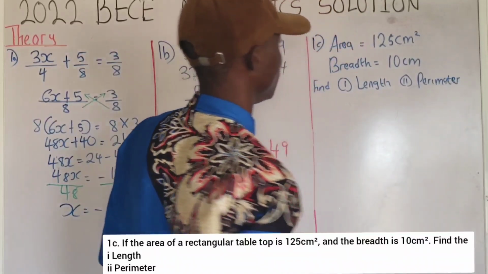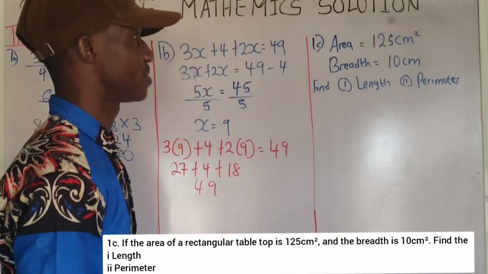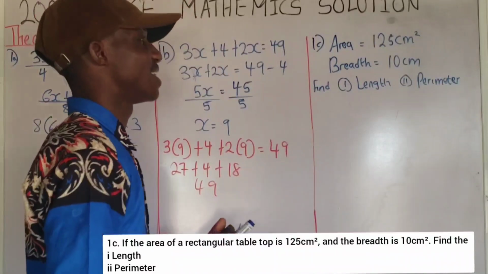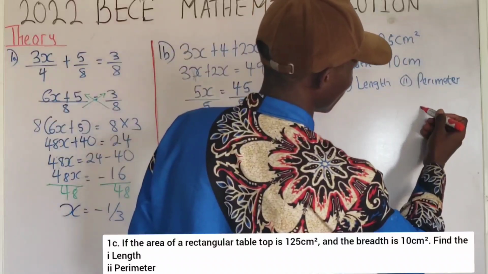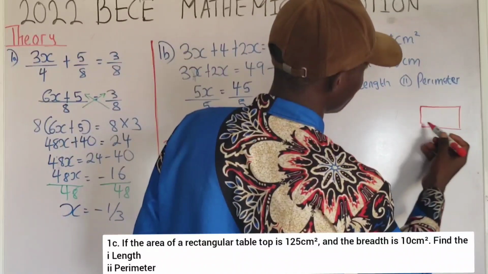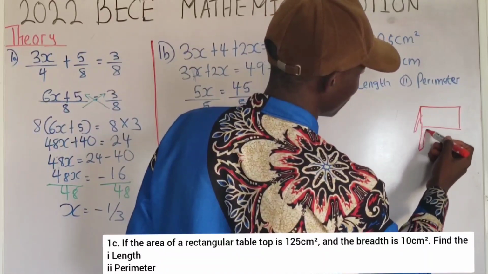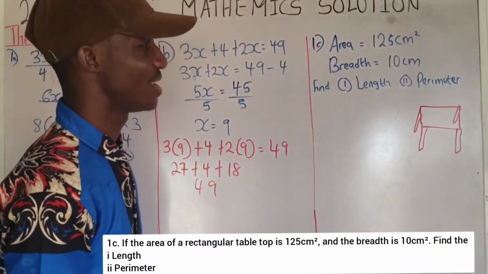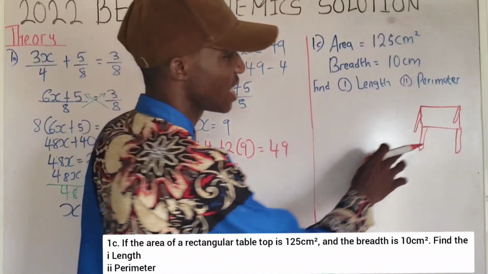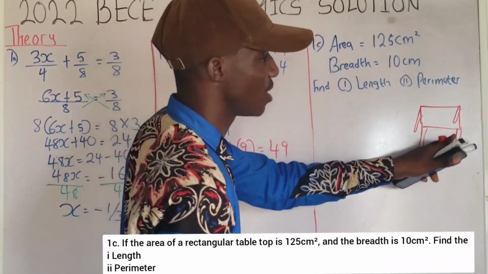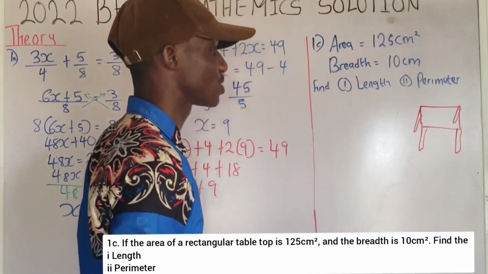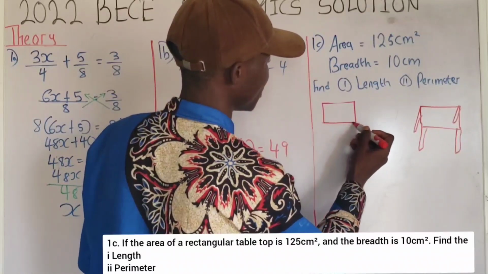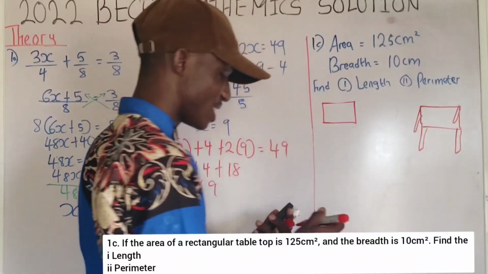Now pay attention. If you want to solve this question, we are given the area. Now let me quickly draw a table with a rectangular top. If this is a table like this, we have a table, don't mind my diagram. Now this is the rectangular tabletop. Now let us sketch out this top, this top that looks like a rectangle. You're going to have something like this. You didn't need to draw this in your exam, right?